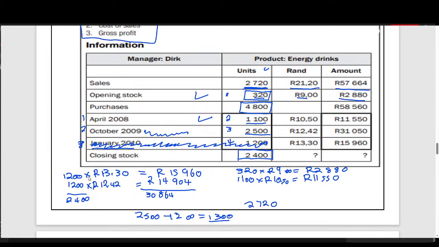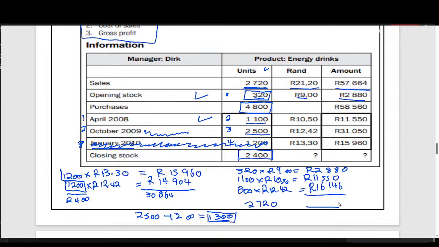And then when we were doing the closing stock, we have seen that 1,200 was not sold. So we're left with 1,300. So if we say 1,300 at a value of 12 rand 42 cent, let's see how much we get. I will show you something after that. 1,300 multiplied by 12,42. And how much do we get? We get 16,146.